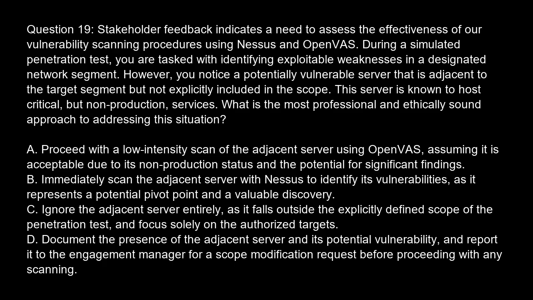Option C. Ignore the adjacent server entirely, as it falls outside the explicitly defined scope of the penetration test, and focus solely on the authorized targets. Option D. Document the presence of the adjacent server and its potential vulnerability, and report it to the engagement manager for a scope modification request before proceeding with any scanning.